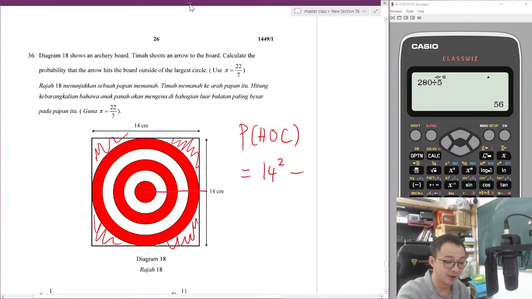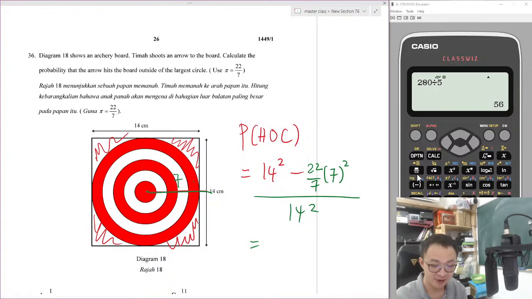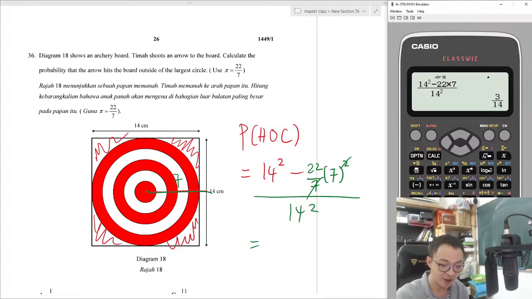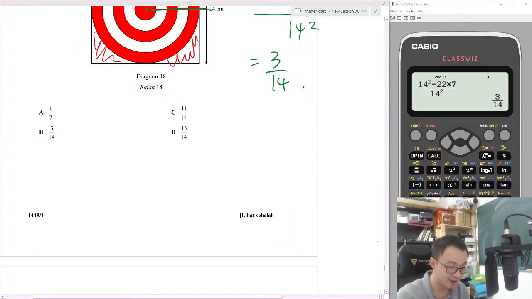The radius is 7, isn't it? So minus the circle, which is pi r square. Pi is 22 over 7, right? 22 over 7 r square over total area 14 square. Okay, just do like this. Yeah, I can type everything together. 14 square minus this one I can simplify. 22 times 7 over 14 square. Okay, it's 3 over 14. So yep, the answer will be 3 over 14. Do we have answer for it? Yeah, B.